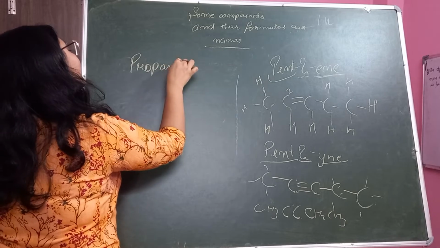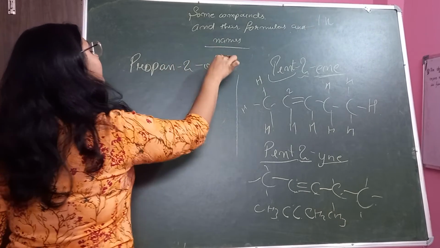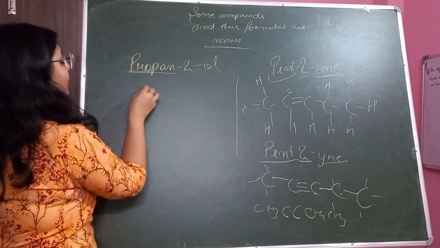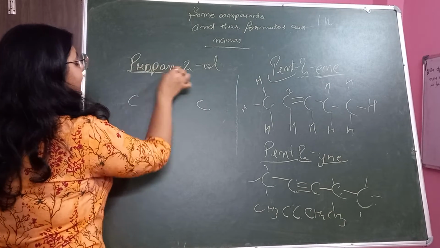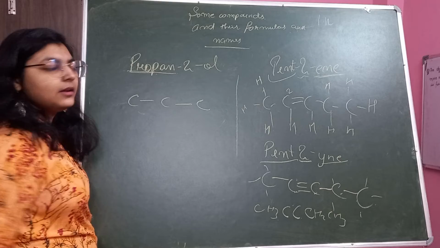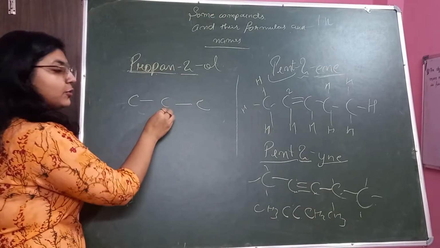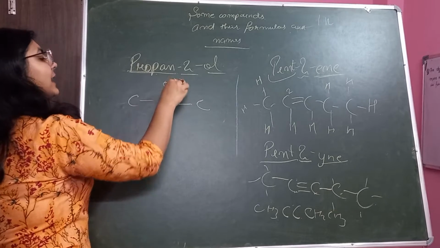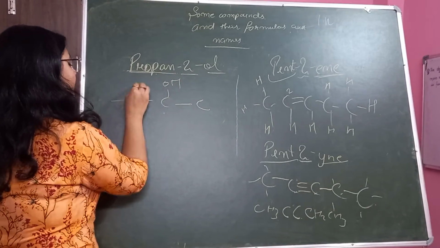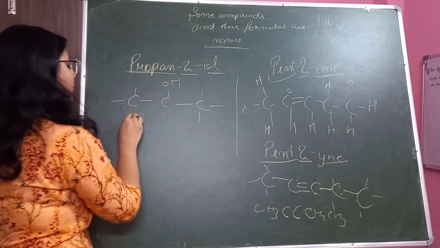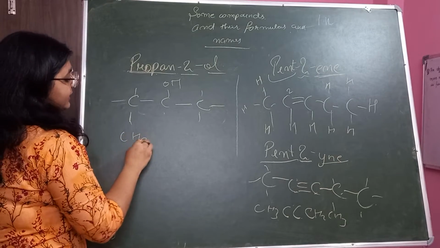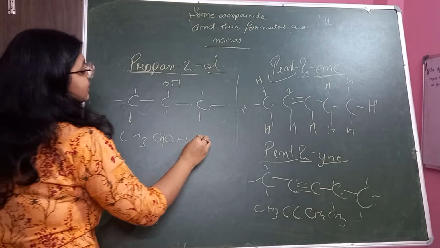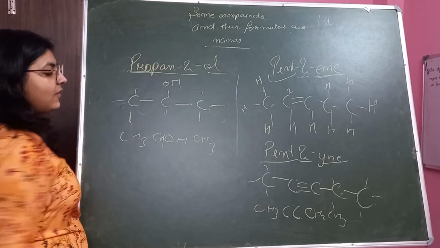Propanol, propan-2-ol. If I write this, what do I have to do? Propane: prop means 3 carbons. Ane means they are attached by single bonds. And 2 means we have to do something at the second position. What we have to do is ol, that means alcohol. Now the rest of the places are completed with hydrogen. What will be the formula? CH3, CHOH and CH3. Done.